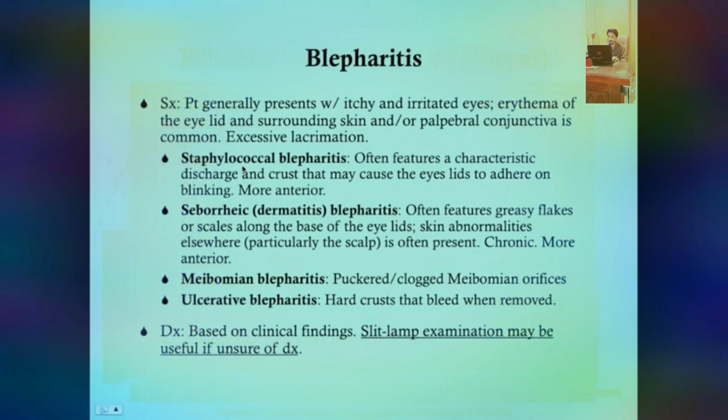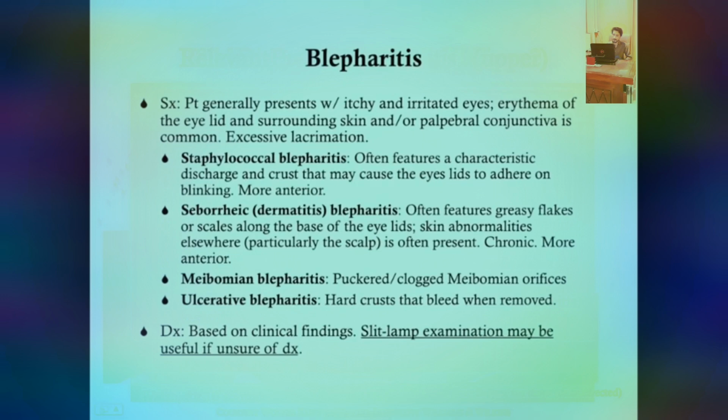So typically the patient here will present with itchy and irritated eyes. There will be erythema of the eyelid and the surrounding skin, and if you retract the eyelid, you'll also see palpebral conjunctivitis. A lot of times the patient will also complain of excessive lacrimation. Some other symptoms that you can see, for instance, in staphylococcal blepharitis, there will often be a discharge that causes the eyelids to stick together.